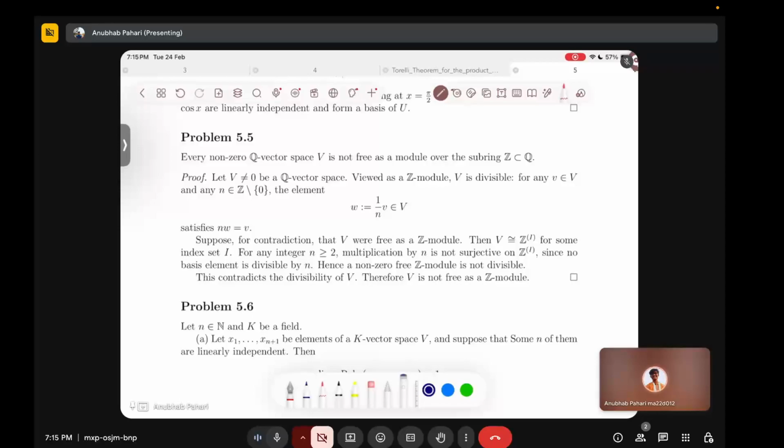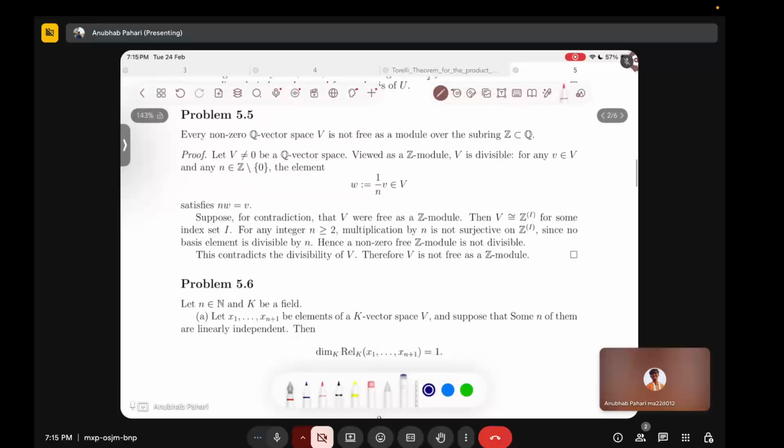The main mantra of this solution is that V is a Q vector space, therefore V is divisible as a Z module. But if V was free as a Z module, then it would not be divisible over Z. So this is the contradiction.